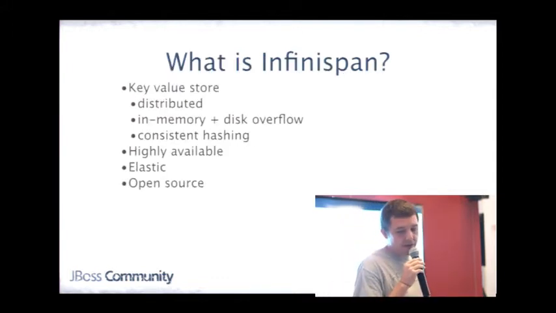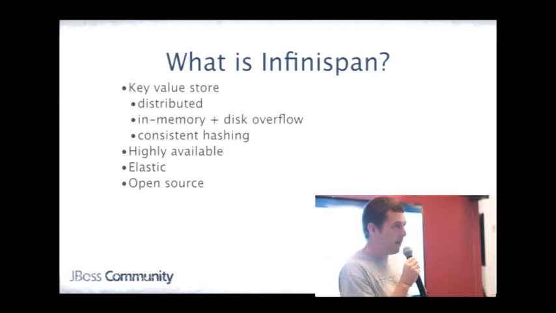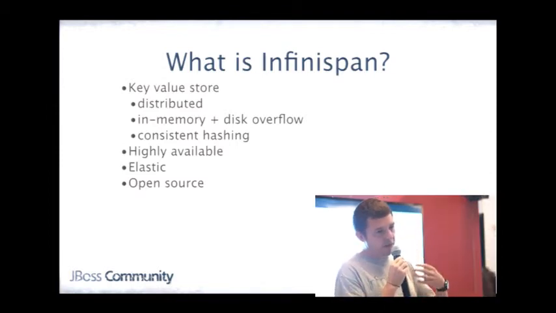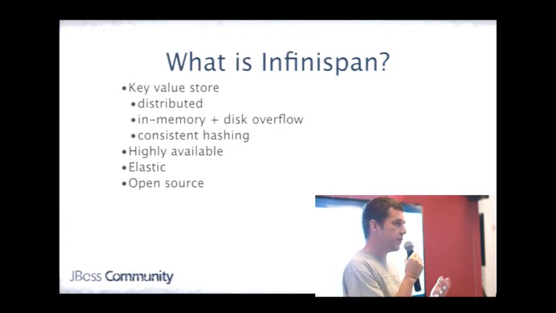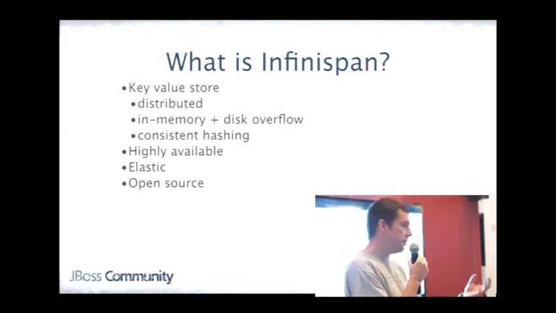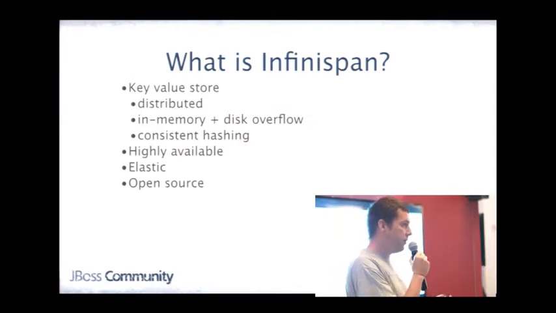So a few words about Infinispan. What is Infinispan? Infinispan is primarily a key value store. It is distributed. It distributes the data over multiple processes, over a network. The processes discover each other, and the data is primarily stored in memory. The total storage capacity is the sum of the node capacity of the participants in the data grid. It has the option to overflow data on the disk, but it primarily keeps it in memory for fast access.